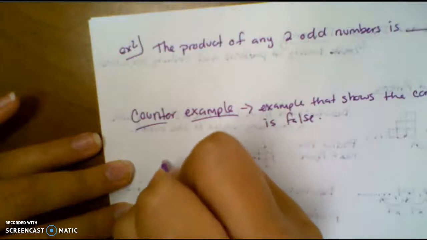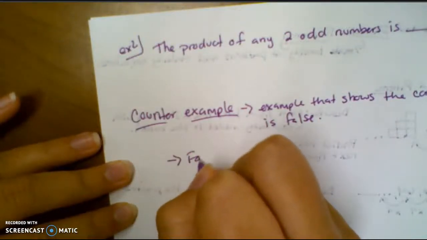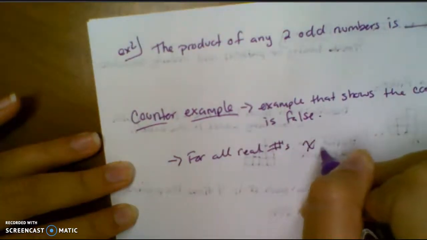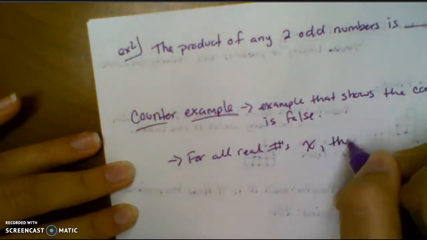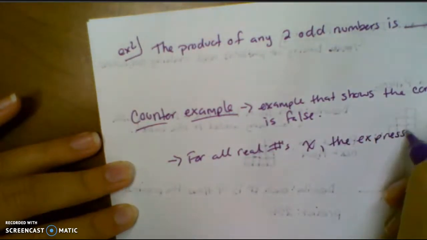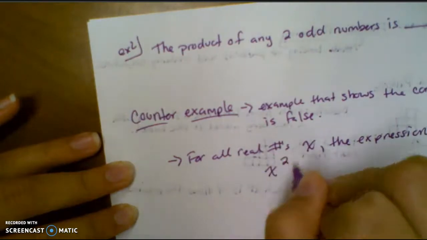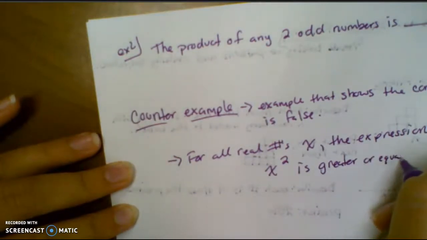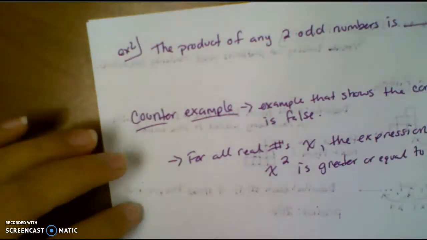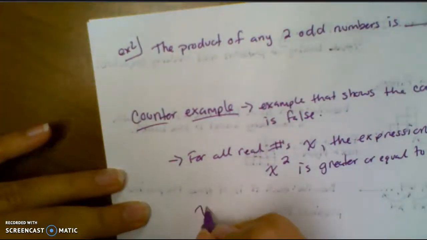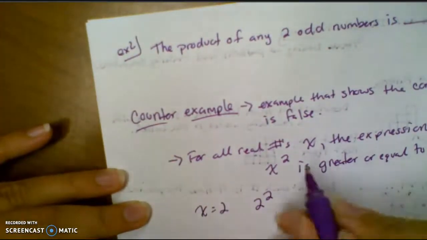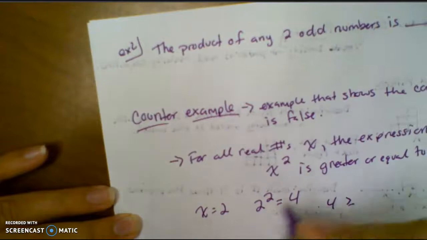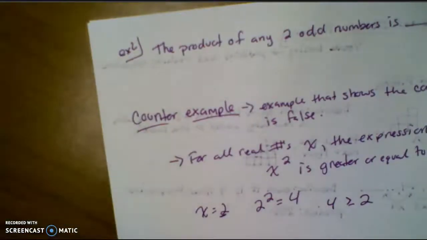So the example that I'm going to give you is: for all real numbers, x is going to represent the numbers, the expression x squared is greater than or equal to x. Well, that's normally true. If x equals 2, 2 squared is 4, and 4 is greater than or equal to my original x, which is 2. So that would come out correct.